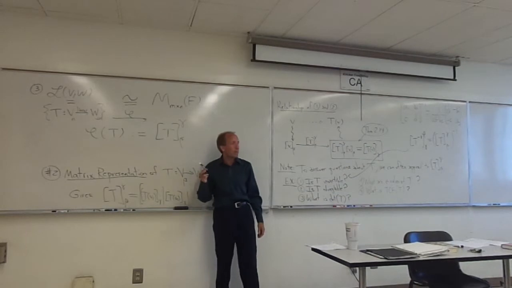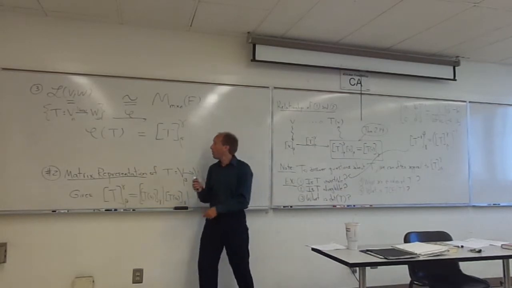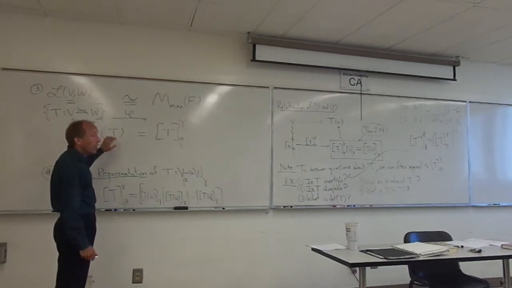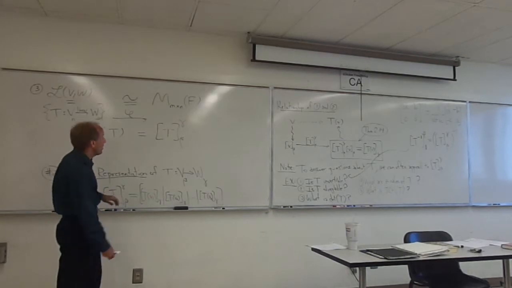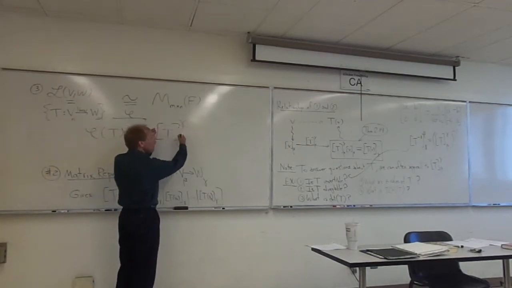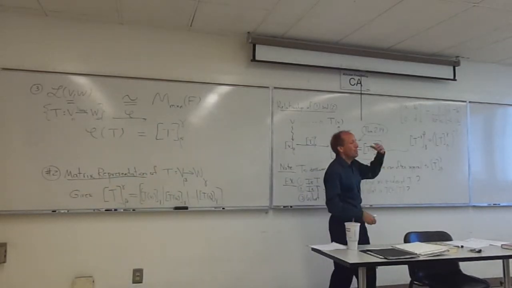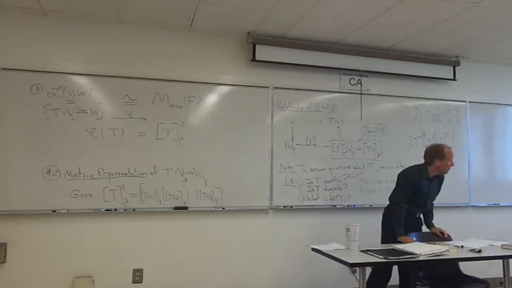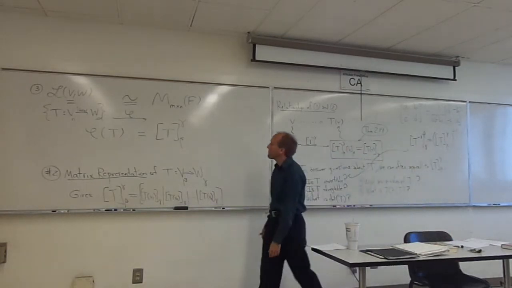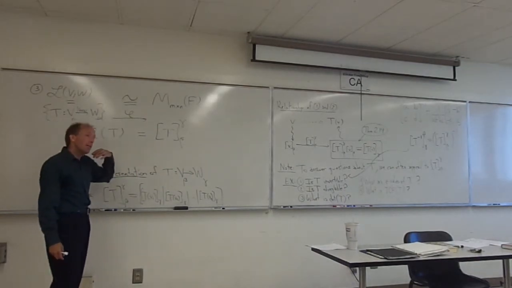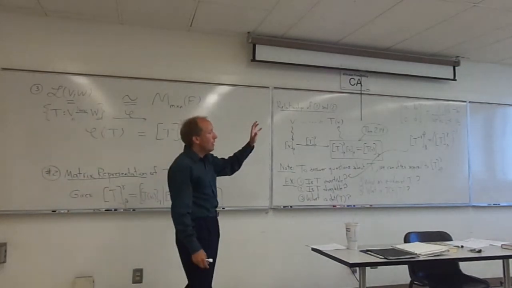It's fairly straightforward to see that, for example, phi of T1 plus T2 would just be phi of T1 plus phi of T2. So in other words, the matrix representation of T1 plus T2 from beta to gamma is just the matrix representation of T1 plus the matrix representation of T2. So phi respects addition. It also respects scalar multiplication. It's also one-to-one and onto.